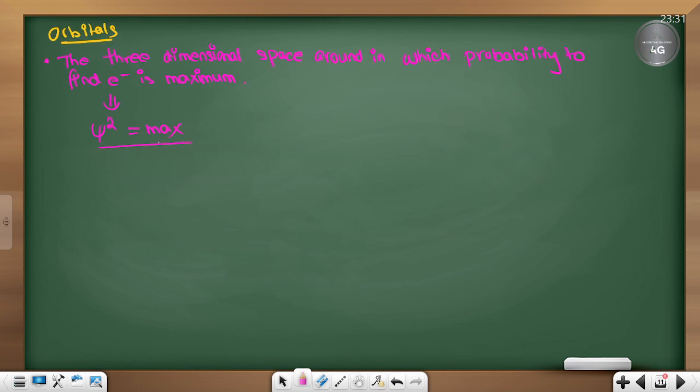Done. Now coming back to here. Orbits are circular, but orbitals may be circular, may not be circular. So the distribution of charge flows into different shapes. It is not only circular, there may be different shapes due to different distribution of the electron cloud.